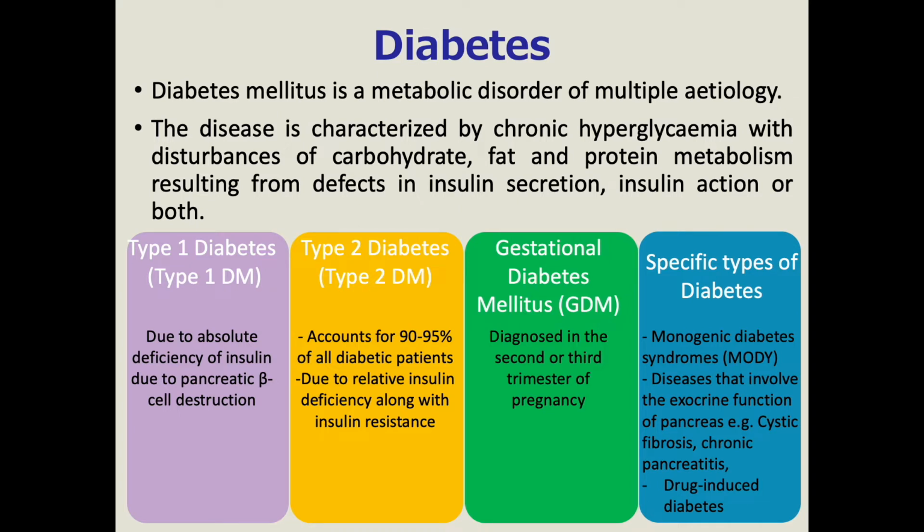And GDM, or gestational diabetes mellitus, is usually diagnosed in the second or third trimester of pregnancy. And specific types of diabetes are MODY or monogenic diabetes syndrome, diseases that involve the exocrine function of the pancreas, for example cystic fibrosis and chronic pancreatitis, and drug-induced diabetes.